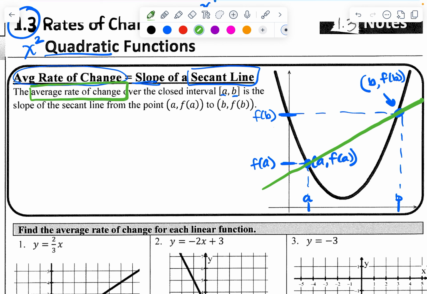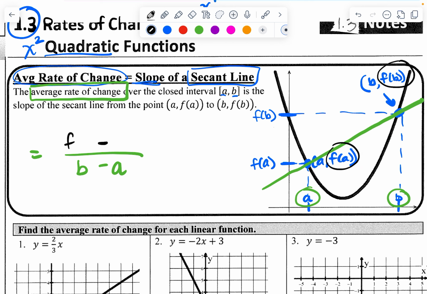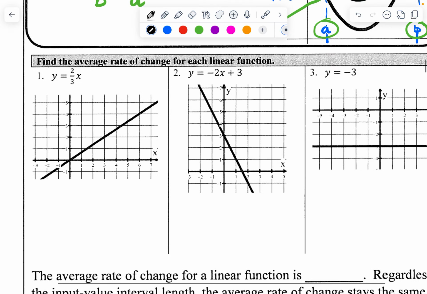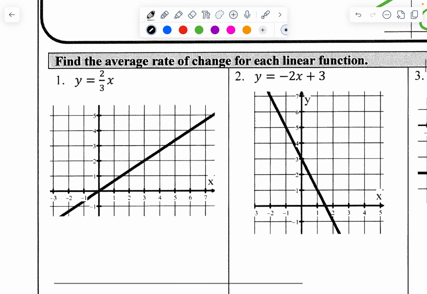So if I wanted to find the average rate of change for the secant line, I'm looking for its slope. To find its slope, we would find the change of the independent, so B minus A. And in the numerator, we would have the change of the dependent, so f of B minus f of A. Subtract them, find the slope, and you've got your average rate of change.